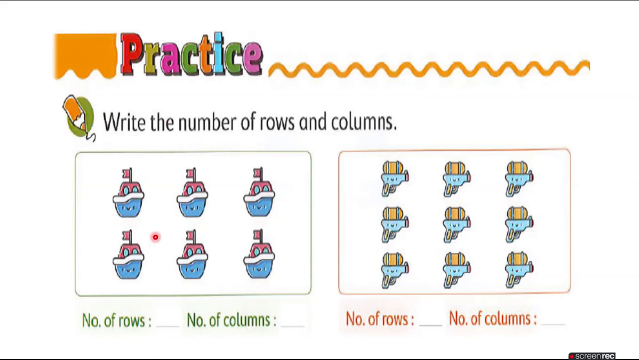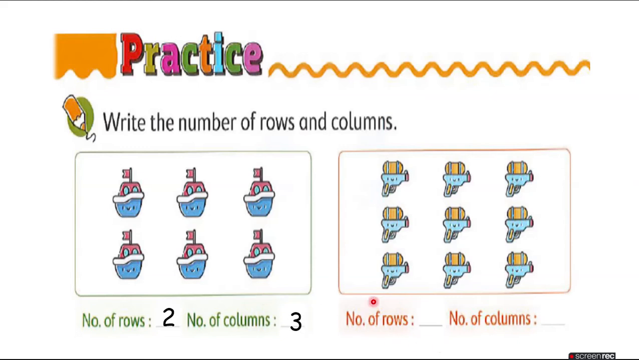How many rows and columns here? The first array here, I have how many rows go right and left? 1. And the second one, 2. I have 2 rows. Okay. And how many columns go up and down? 1, up and down. 2, up and down. 3, up and down. So I have 3 columns here.